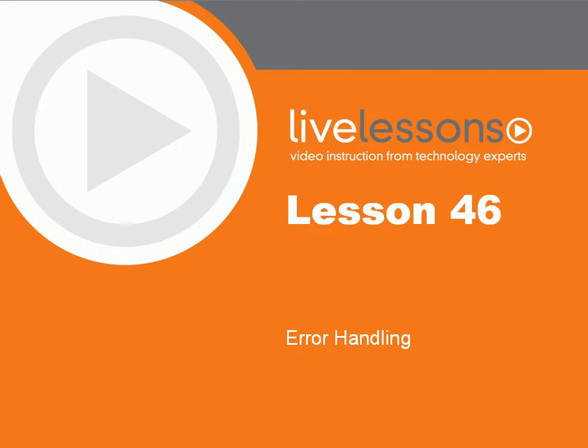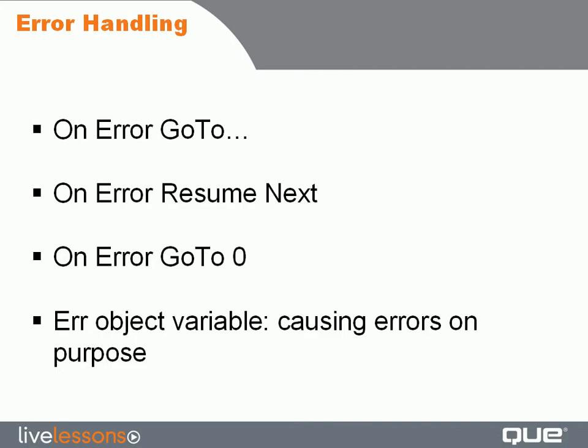Lesson 46, Error Handling. In this lesson, we're going to talk about how to make your applications more robust. I always say that when I'm creating a macro, my whole goal is to get the macro simple enough that someone else can run my reports while I take a week's vacation. So we're going to talk about things like On Error GoTo, On Error Resume Next, On Error GoTo 0, and then the Err object variable, and why we might want to cause some errors on purpose. Let's get started.